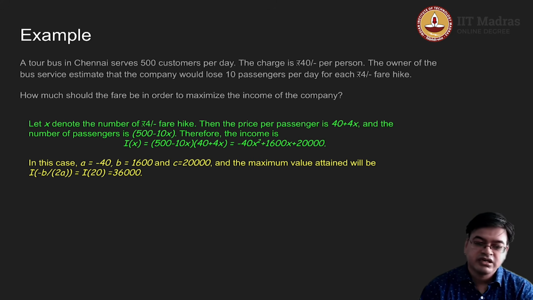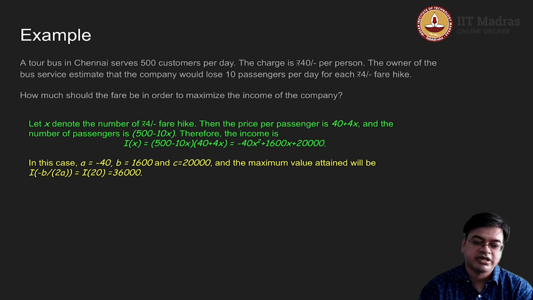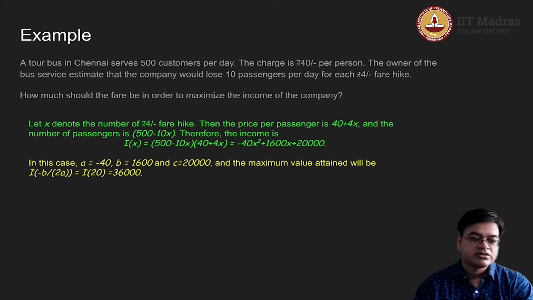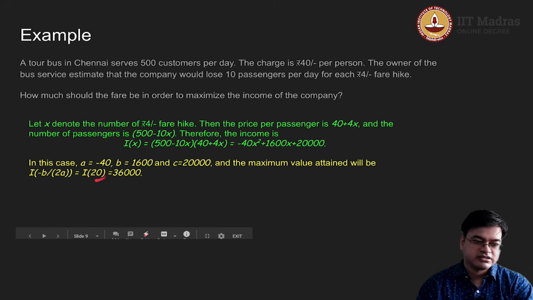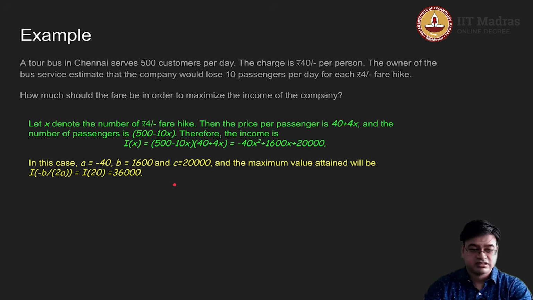What is b? 1600. c is 20,000 and a is minus 40. So minus b is minus 1600 upon 2 into minus 40, the minus signs get cancelled, 1600 by 80, which will give me 20. So that is what x is. And the maximum y coordinate, the maximum fare that we will get, is 36,000.